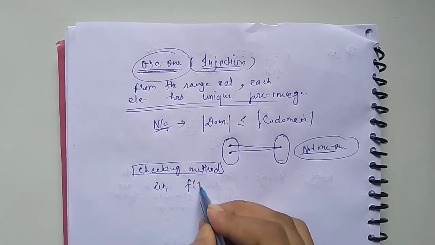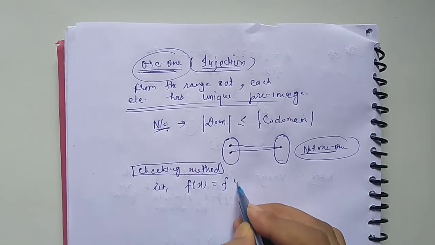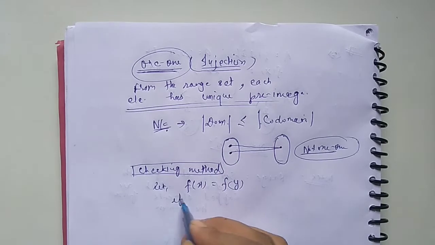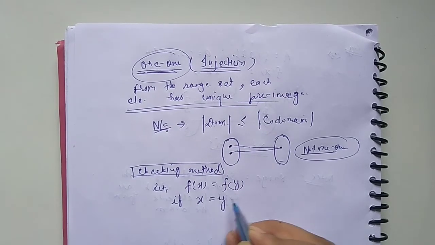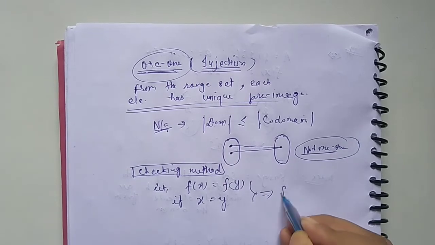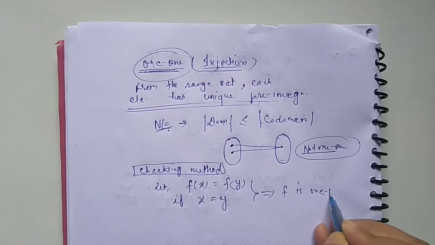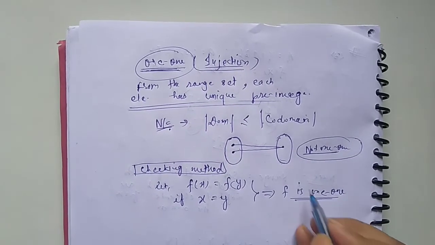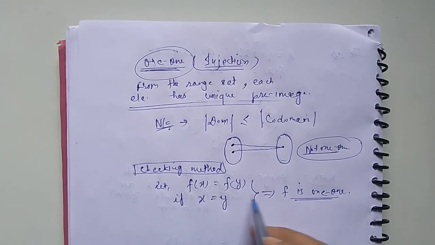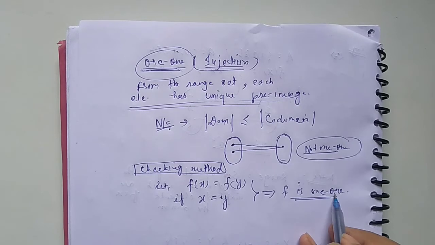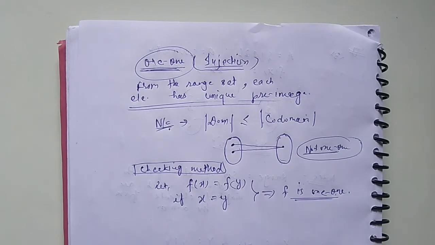We will let f of x be equal to f of y, and if we are able to prove that x is equal to y, then we will say that f is 1, 1. There is some note here. If f is not a function, then we will not check whether it is 1, 1 or not. Only if f is a function, we are going to check whether f is 1, 1 or not.